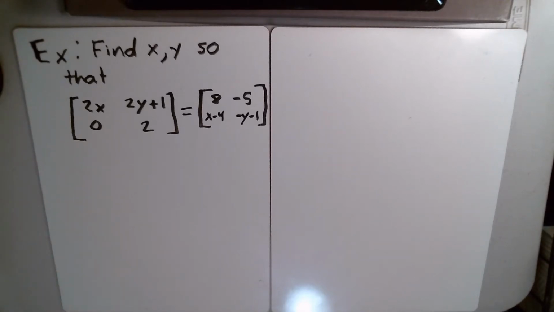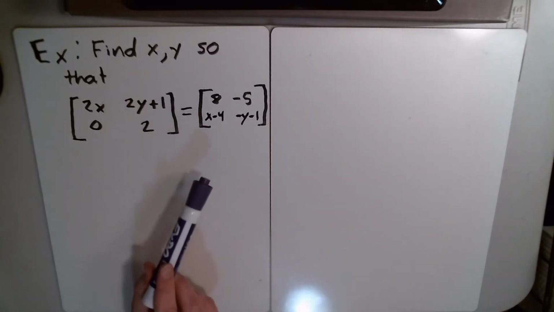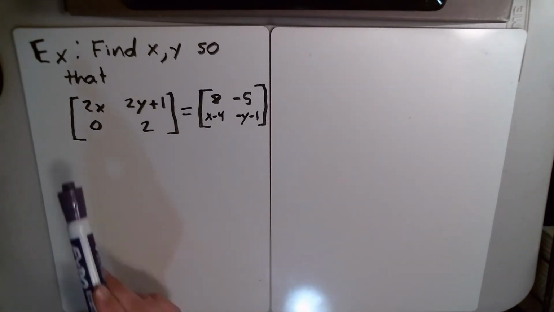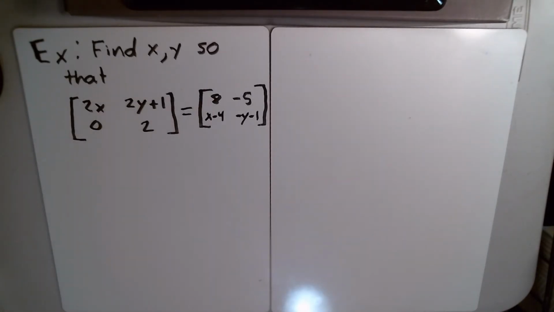Okay, so in this video I'm going to look at an example problem that is similar to a homework question you have. We just talked about equality of matrices, right? And that meant that the matrices were the same size and that all the entries were the same. So let's say that I have two matrices that I want to be equal, and I want to figure out what x and y are in order to make them equal.